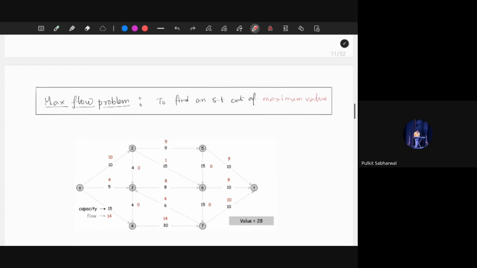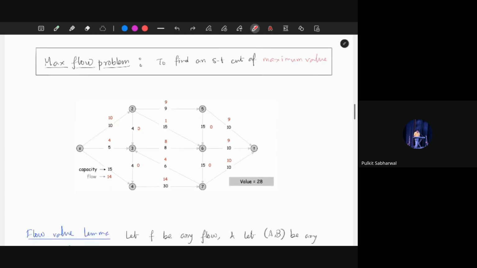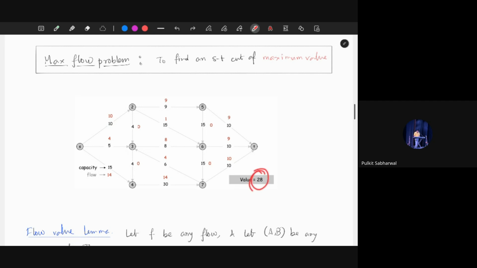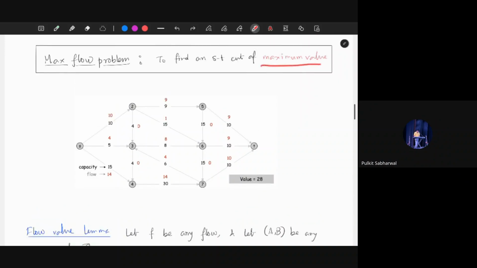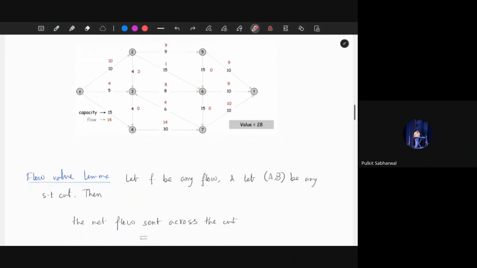Again, another thing is the maximum flow problem: how much maximum flow can you actually push from the source that all gets sucked up in the sink. So here the maximum actually becomes 28. And yeah, we'll talk about this as well. There is a very intricate relation between this maximum flow value and the minimum cut.